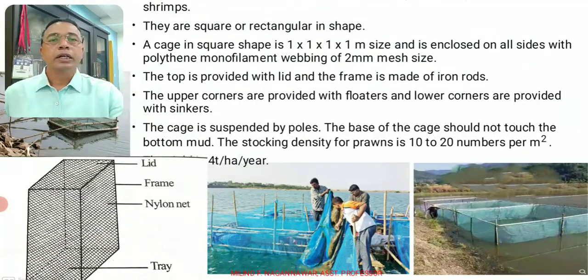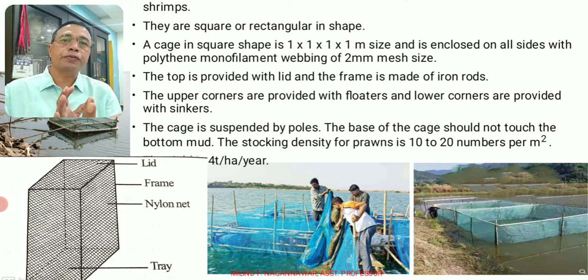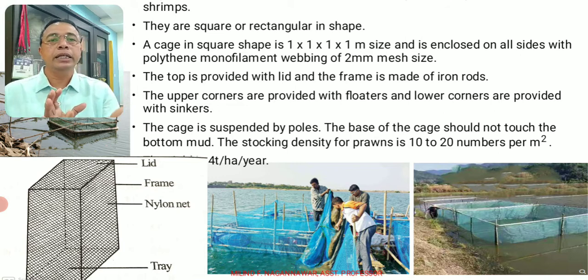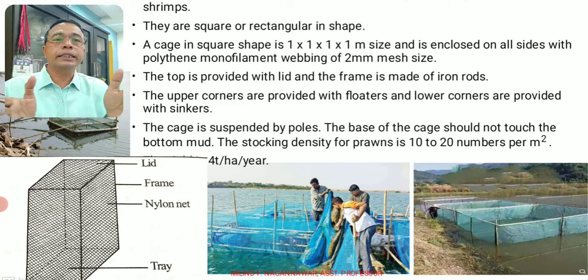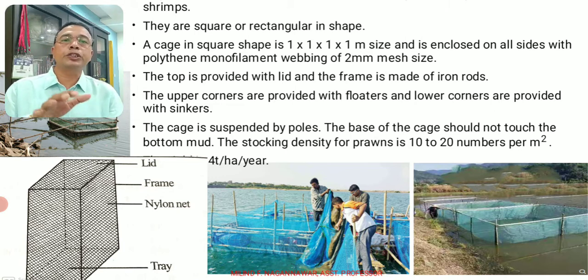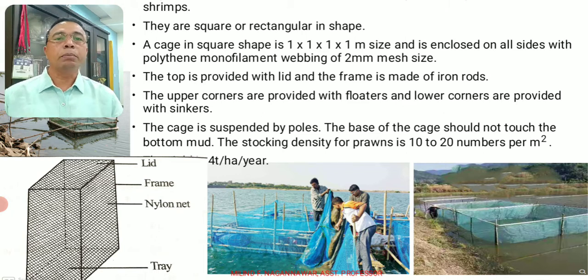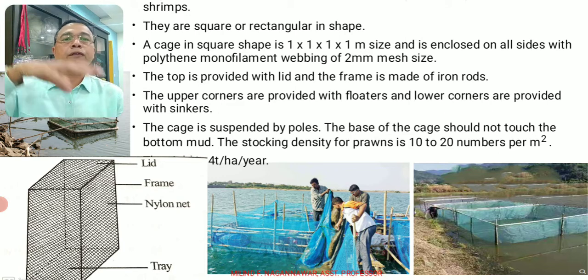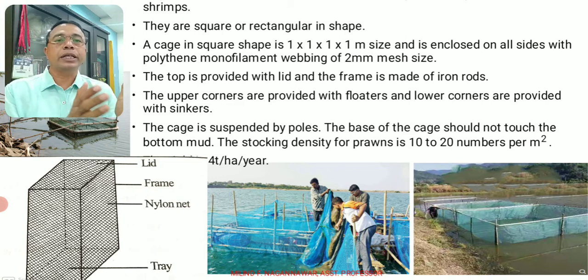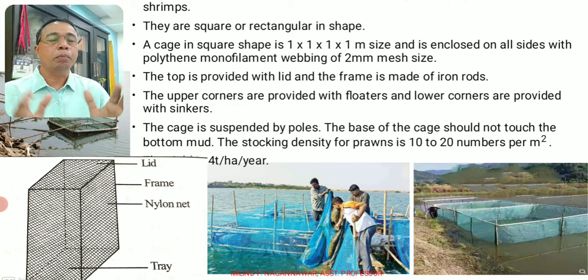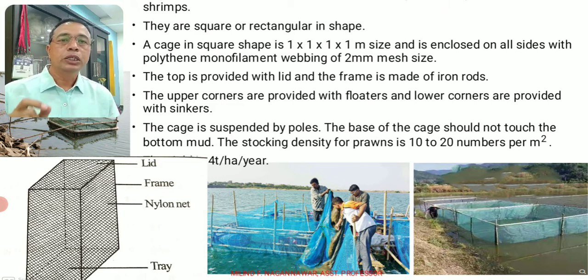In this cage there should be sinkers at the base. To the cage we will be attaching sinkers at the base and floaters at the top, so that the cage is suspended in the water. The cage is not allowed to touch the bottom or the mud. If there are sinkers at the base and floaters at the top, it will balance the cage in the water without touching the bottom of that water body. Is it clear? So that is the cage.